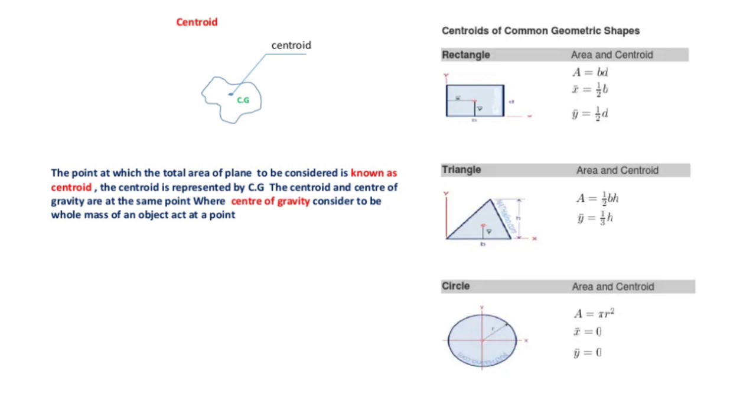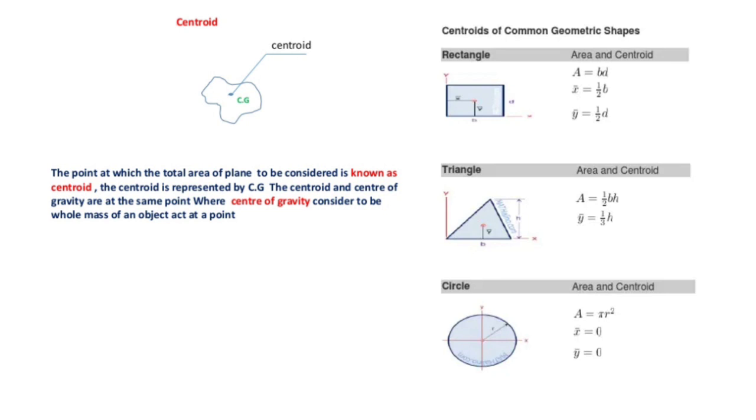The centroid and center of gravity are at the same point, where the whole mass of an object is considered to be at a point. Centroids of common geometric shapes. Rectangle: the length of the rectangle is B and the height of the rectangle is D. So the area of the rectangle is equal to B into D. The centroid of the rectangle along the x-axis, x bar, is equal to B divided by 2. The centroid along the y-axis, y bar, is equal to D divided by 2.